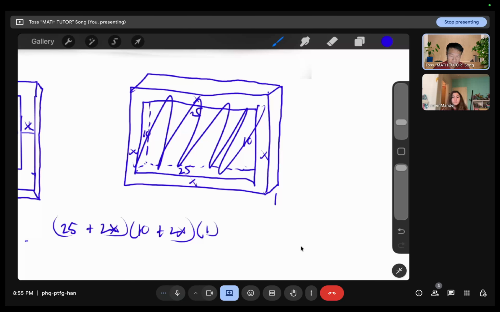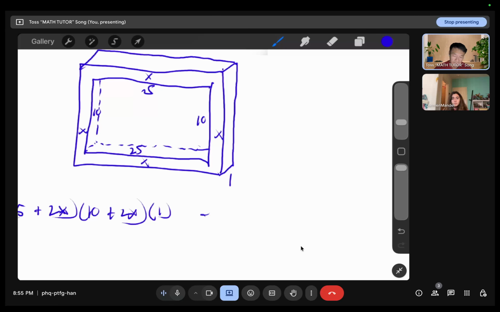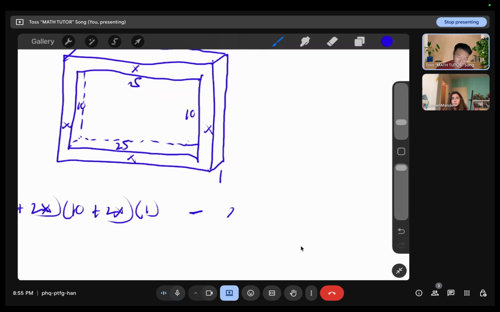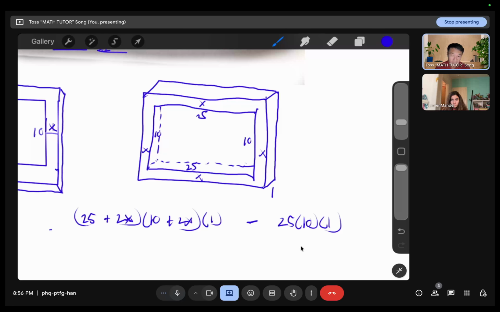Okay. But then how do you cut it out? You're gonna do it like this. You're gonna subtract 25 times 10 times 1. Let me see if you understand that. I'm like 100% sure this is the setup: the whole picture without the inside.